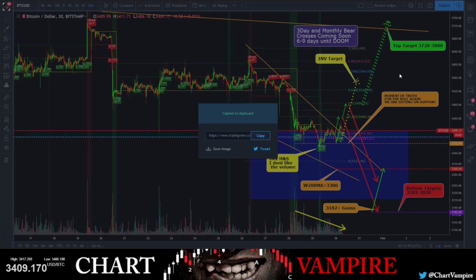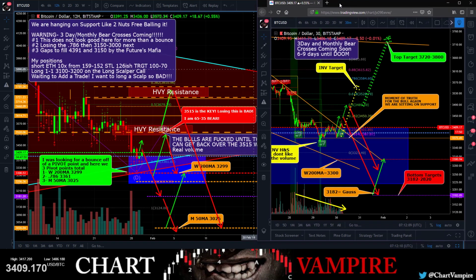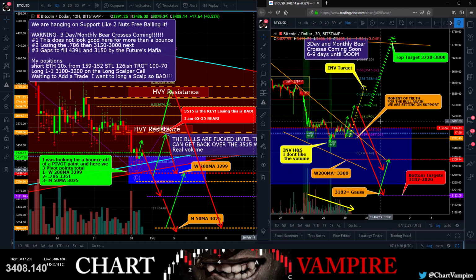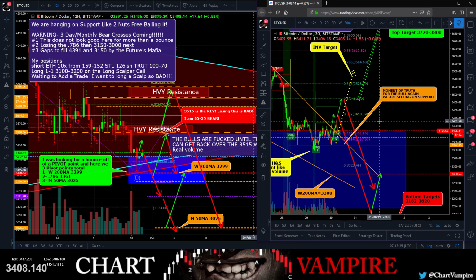Now I'm going to go over my brand new chart here for everybody. Right now I am going to pull this out, but I'm not much liking this. I'm not liking the INV H and S here. The volume kind of sucks right there. So volume is sucking. This is actually making more of a bearish flag for me, kind of, right? To me, this also is posting up a bearish flag.